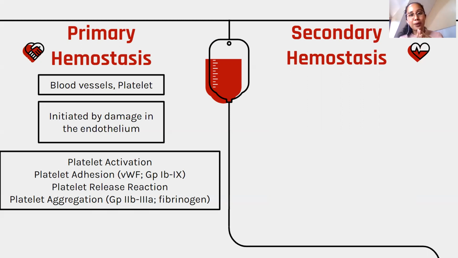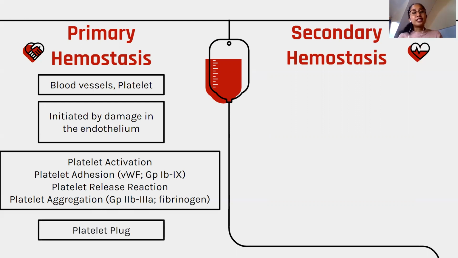For this to happen, the part of the platelet where they stick to each other is the GP2B3A, glycoprotein 2B3A. These are the sites where your platelets aggregate with each other. And so that they could stay intact and form a plug, there is the need for fibrinogen. And the end product is a platelet plug.